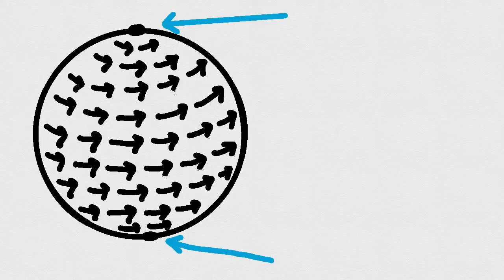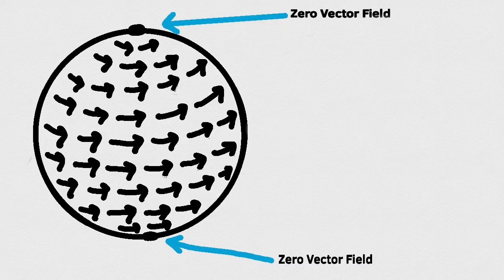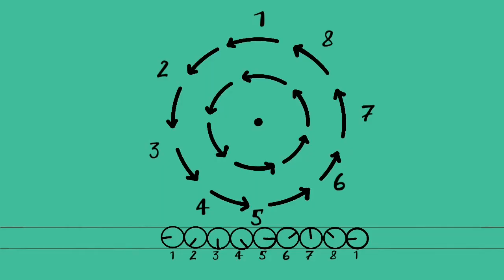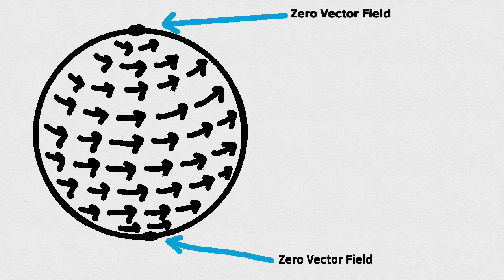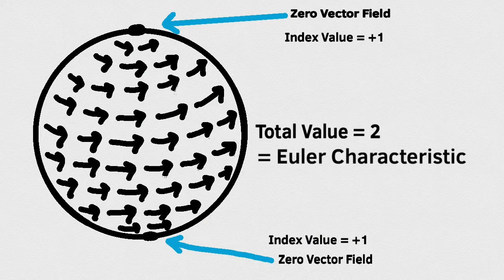You might be wondering as to where all this is useful. For that, let's see what a vector field is first. For a sphere, 2 zero vector fields of vortices are formed, one at each pole. If it turns anti-clockwise, the index is +1 and it is -1 when it goes clockwise. The sum of the vortices formed is surprisingly the Euler characteristic of the shape.